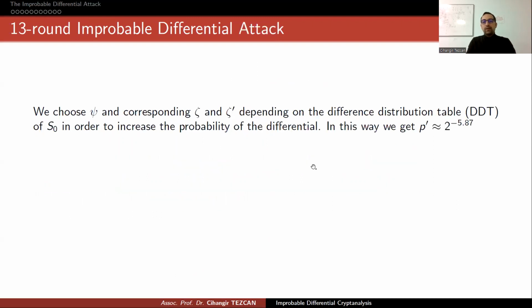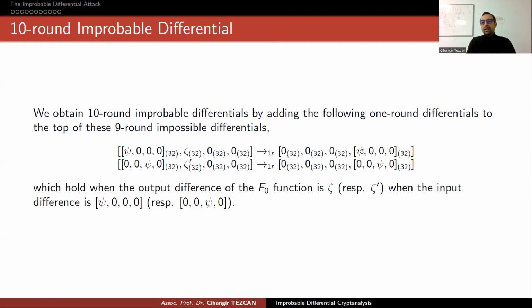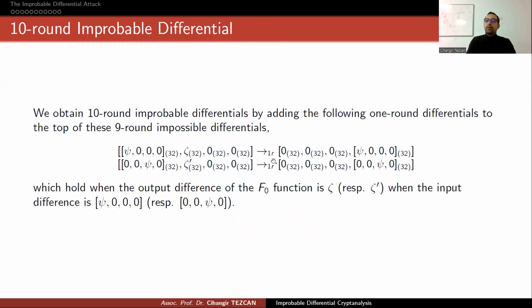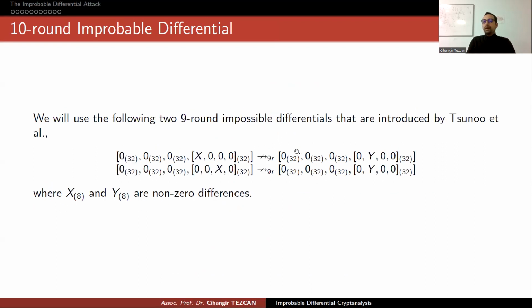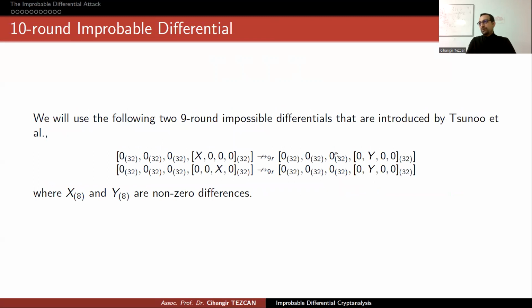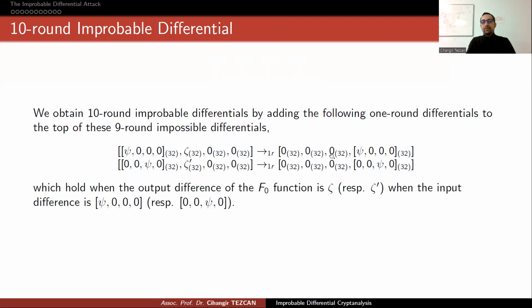Okay? So this way, as you can see, this is actually the start of the 9-round impossible differential. So at the top of the 9 rounds, I'm adding this one single round. So this way, I'm having a 10-round improbable differential, which means that this input difference after 1 round most probably goes to this, and this one never goes to this. So this way, I'm saying that this input difference with very high probability does not go to this one. This is how you obtain the improbable differential.